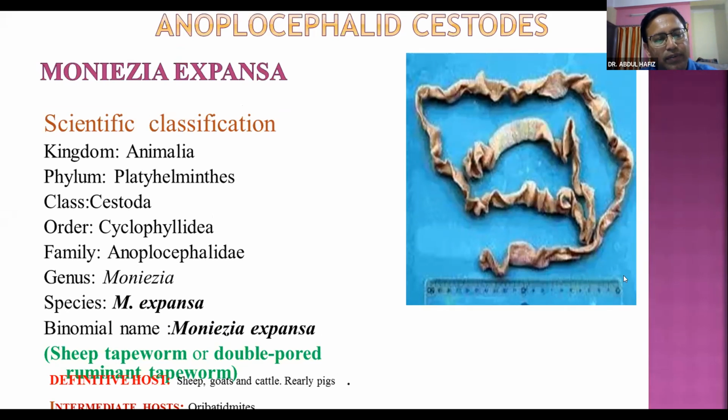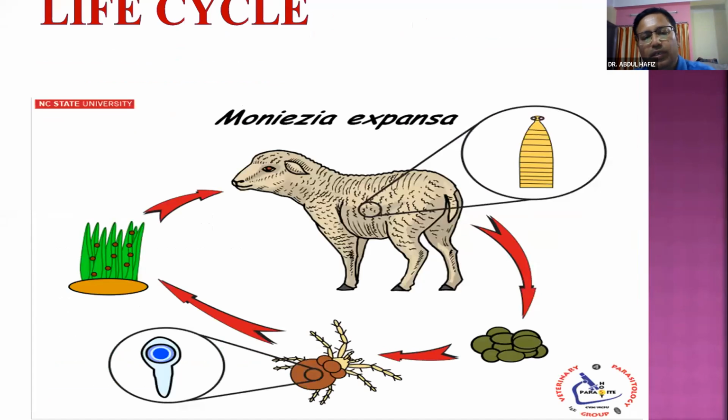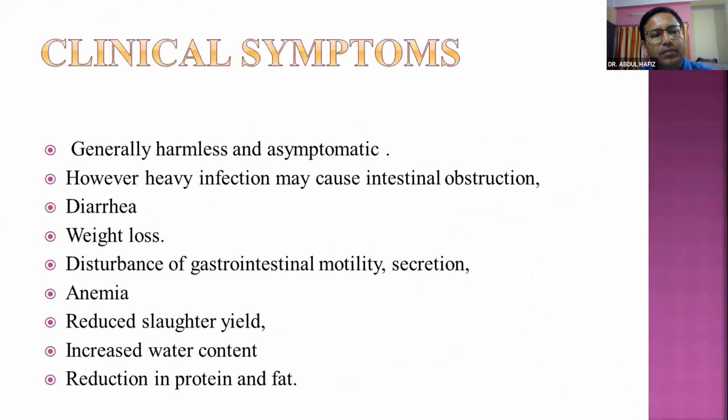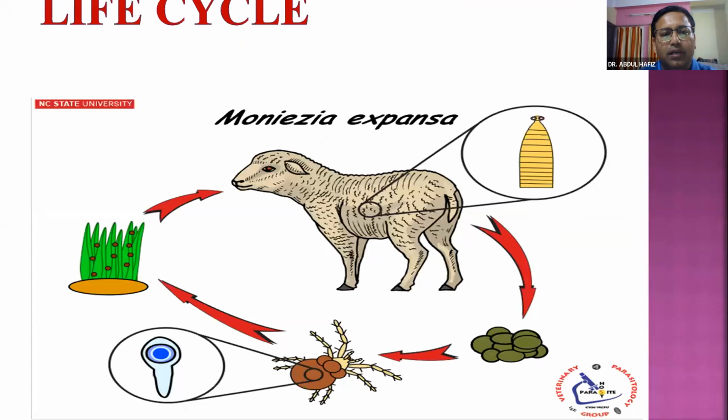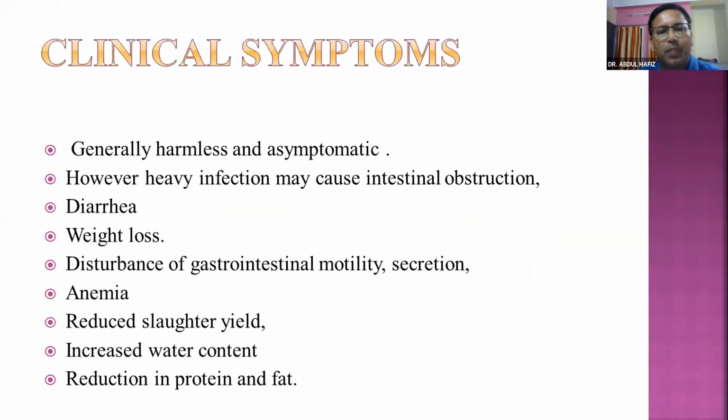We know that the definitive hosts are sheep, goat, cattle, and rarely pig. The intermediate host is oribatid mites. Next, I am giving more emphasis on the life cycle because we should avoid the regular use of anthelmintics, because it is the main cause of the development of anthelmintic resistance. So we should break down the life cycles.